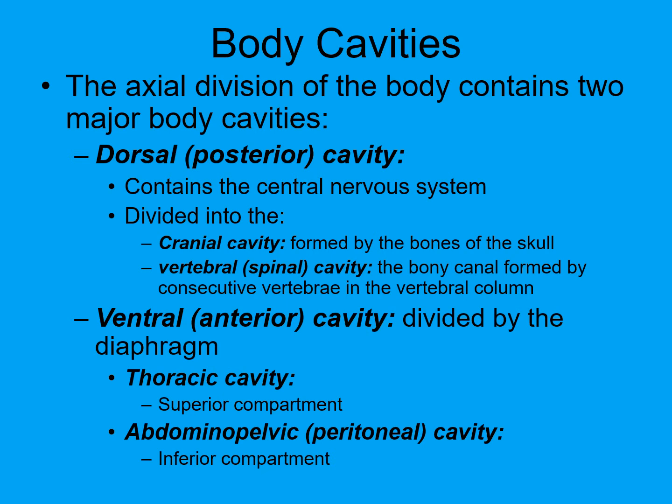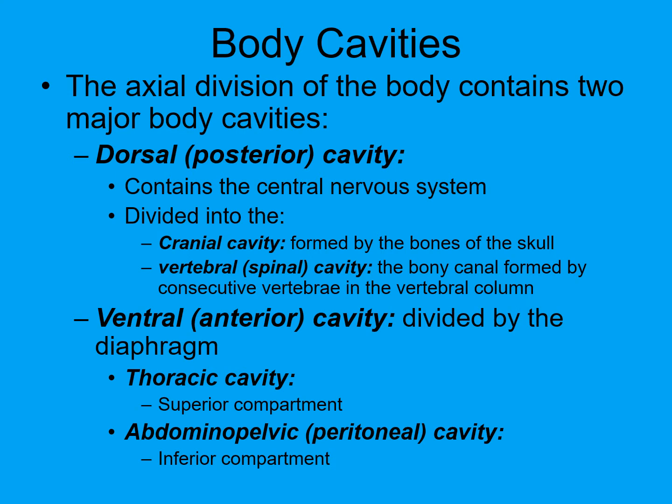The body has several different cavities. You're going to find out in anatomy we love to organize things and divide them and subdivide them. So I'm sorry, get used to it now. The axial division of the body contains two main body cavities. In the axial division, what we're referring to is basically what most people think of like the head and the trunk. It does not include the appendages, the arms and the legs.